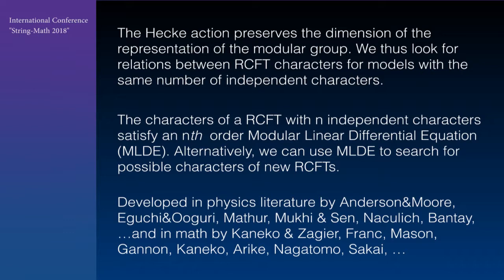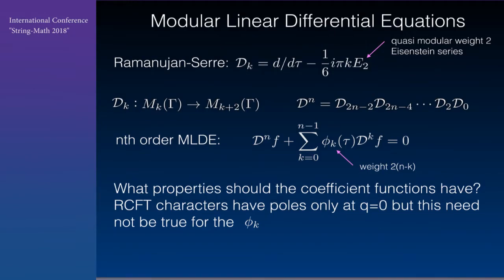A paper by Mathur, Mukhi and Sen, which I will mention, and then others. And in math, there's an important early paper by Kaneko and Zagier, and many other people have worked on this general approach. I'm going to use it as a tool for describing characters of rational conformal field theories. There are two ways of thinking about it. One is that you have a rational conformal field theory, and you can derive the modular linear differential equation by looking at the existence of null states. The other is you can just postulate the modular linear differential equation, try to classify solutions, and ask whether those solutions are characters of a rational conformal field theory.